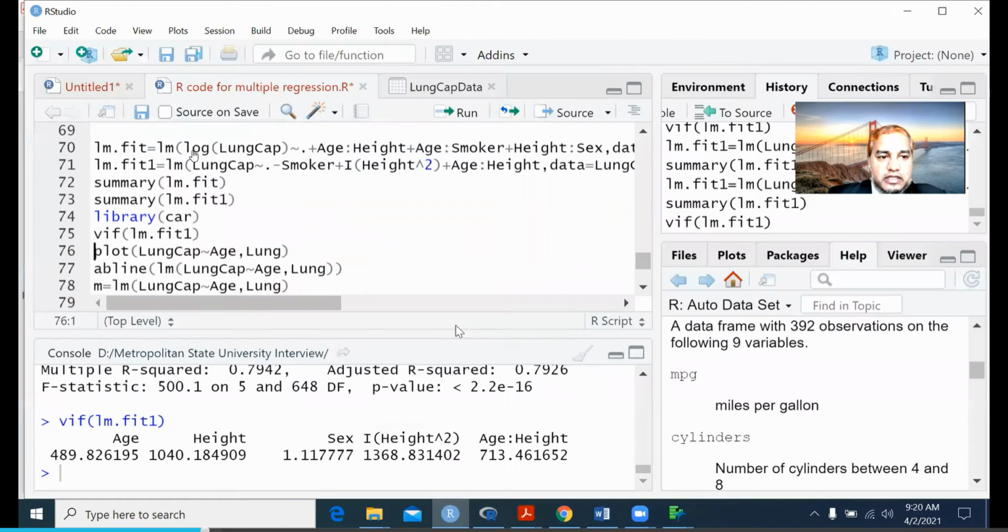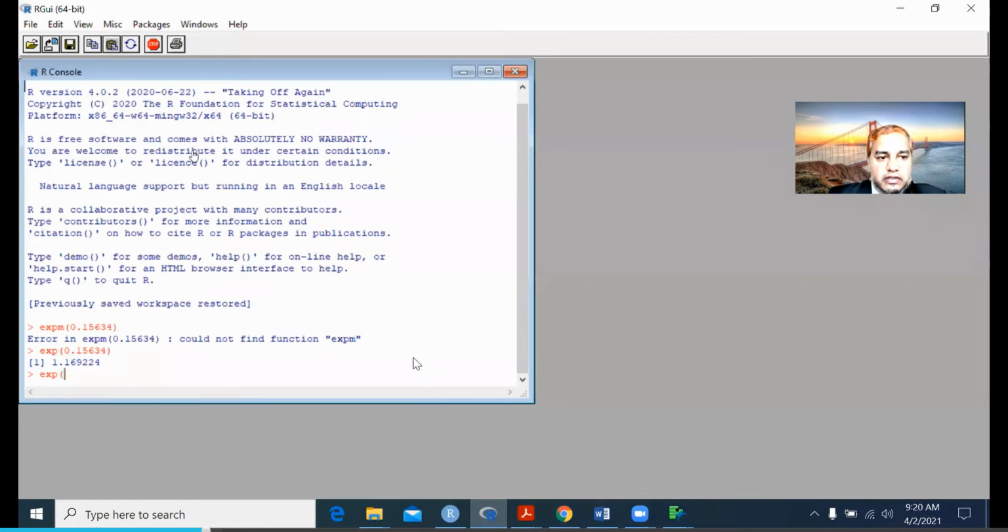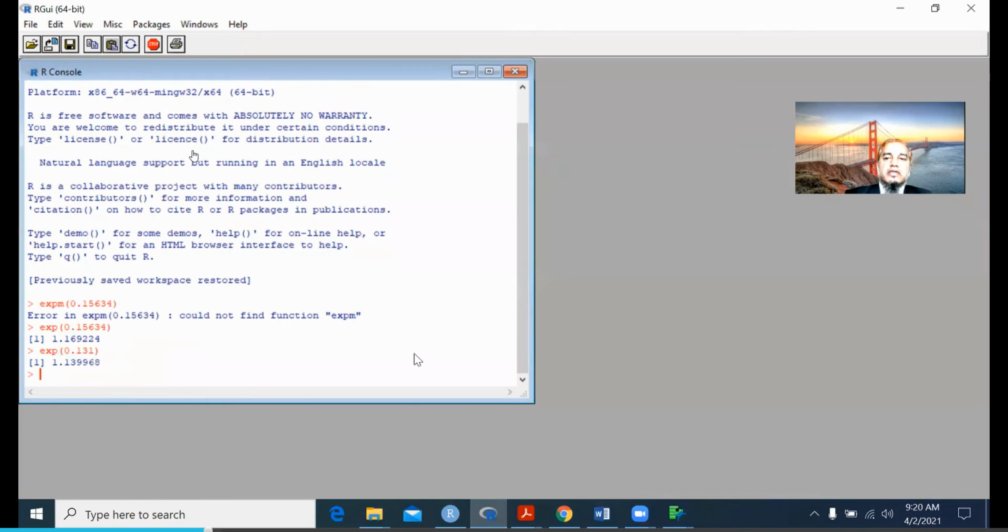0.131, what we get is 1.1399. So this is the ratio of the odds that a person subscribed to a newspaper divided by the odds that someone did not subscribe to a newspaper. This is the ratio of the two odds. So this is called the odds ratio.